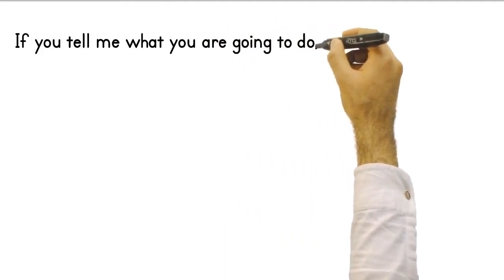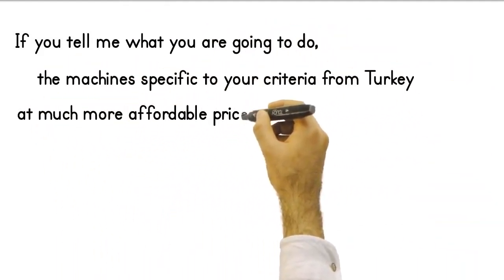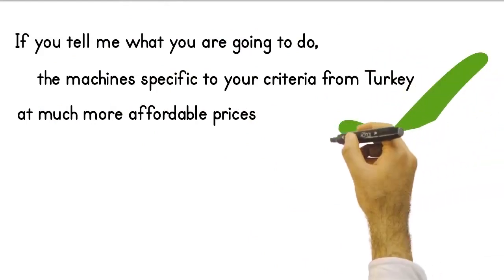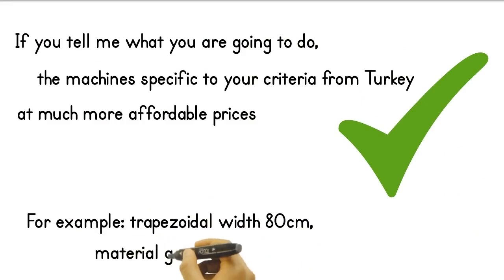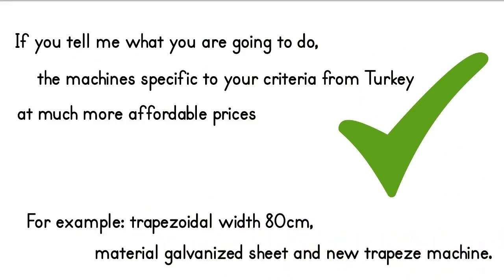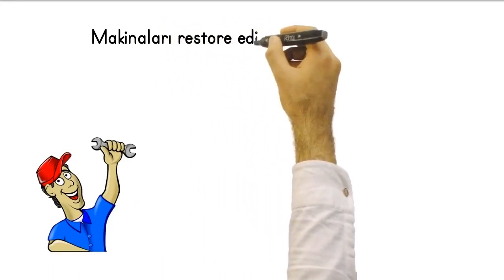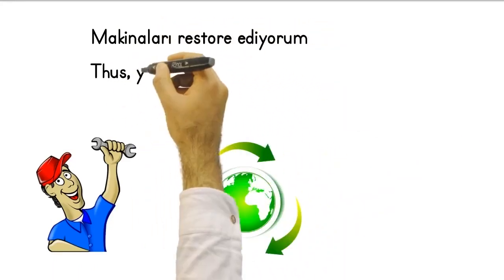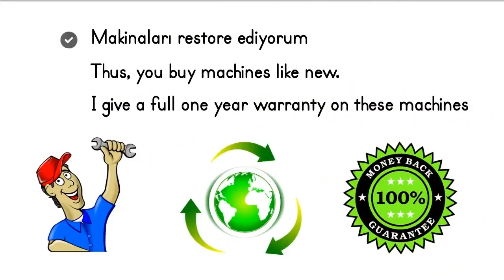If you tell me what you are going to do, I can offer you the machine specific to your criteria from Turkey at much more affordable prices than their counterparts in the world. For example, trapezoidal width 80 cm, material galvanized sheet and new trapeze machine. Of course, if you want, I can restore the machines I found in the Turkish market for you. Thus, you buy machines like new, and I give a full 1-year warranty on these machines that I restore.